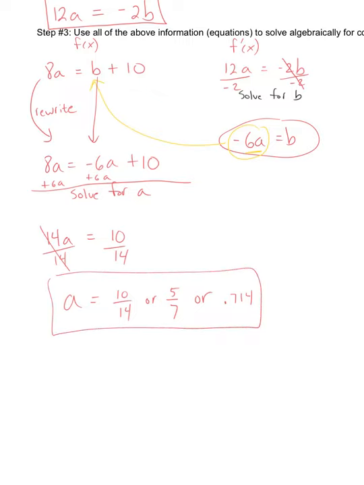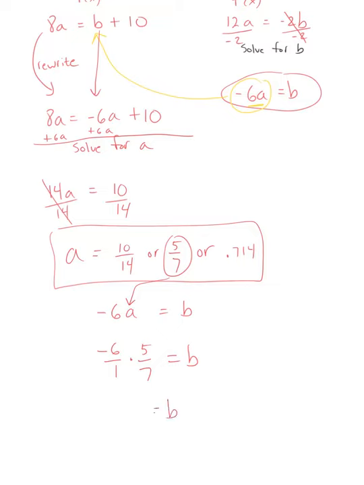I'm halfway done. Now, the easiest way to get b is to go up to this equation right here. So I'm going to bring it down here and just rewrite it. Negative 6a is equal to b. So now I can take my a, whichever one of these choices you like best, and plug it in right here and solve for b. I'm going to use 5/7. So I'm going to make 6 a fraction, negative 6/1, times 5/7 is equal to b. So now my b is equal to negative 30/7.